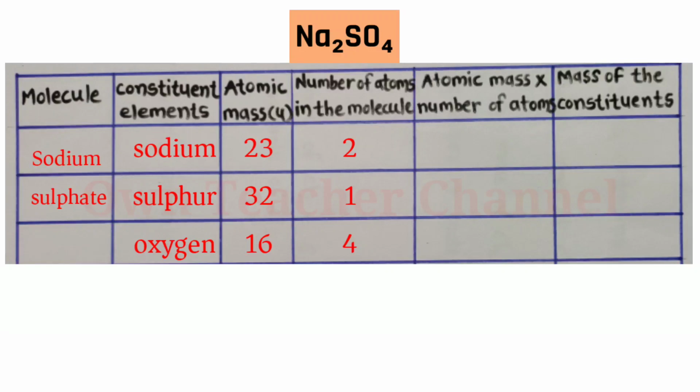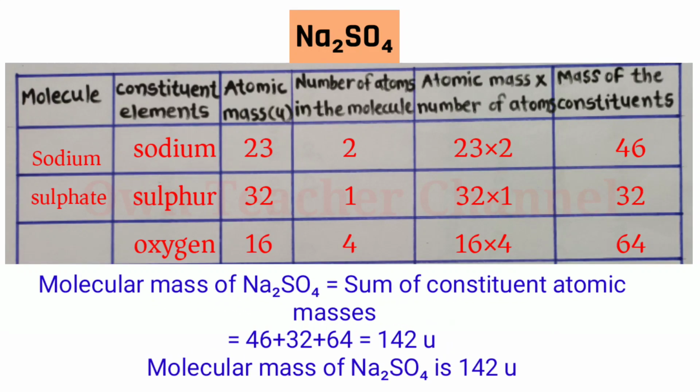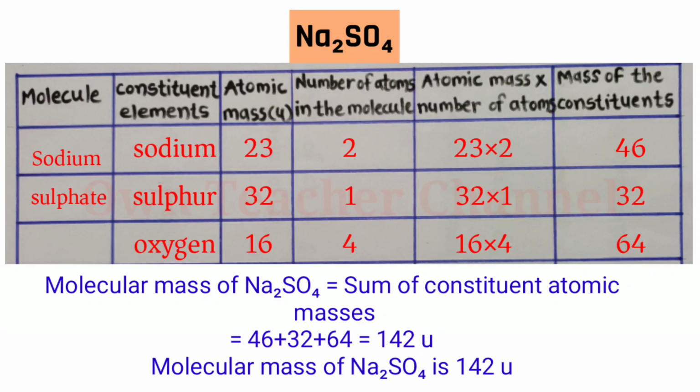Atomic mass into number of atoms: sodium 23 into 2, sulfur 32 into 1, oxygen 16 into 4. Mass of the constituents: sodium 46, sulfur 32, oxygen 64. Molecular mass of sodium sulfate is equal to the sum of constituent atomic masses: 46 plus 32 plus 64 is equal to 142. Molecular mass of sodium sulfate is 142.